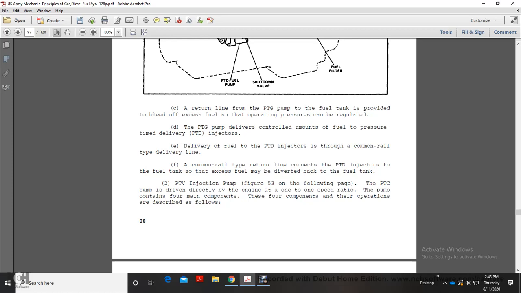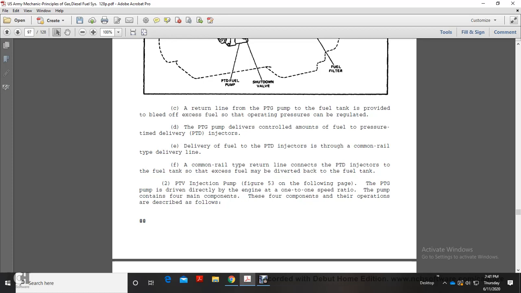The pressure time gear pump delivers fuel and controls the amount of fuel, pressure and time delivered to the injectors. Pressure delivery of fuel to the injectors is through a common rail type delivery line. A common rail type return line carries excess fuel from the injectors back to the fuel tank.